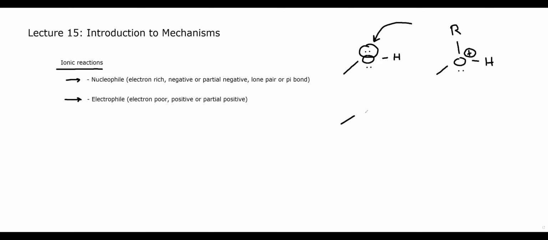Another good example would be an oxygen that's simply negative with 3 lone pairs. We could easily see one of these lone pairs here, I'll circle one pair, forming another bond with something, let's say a hydrogen this time, to make an alcohol, right?